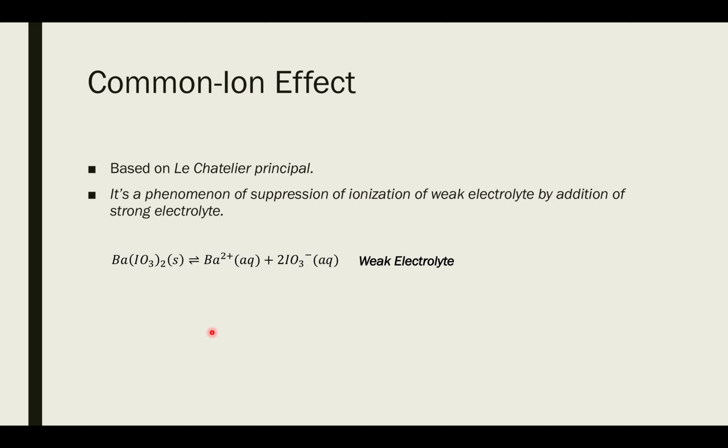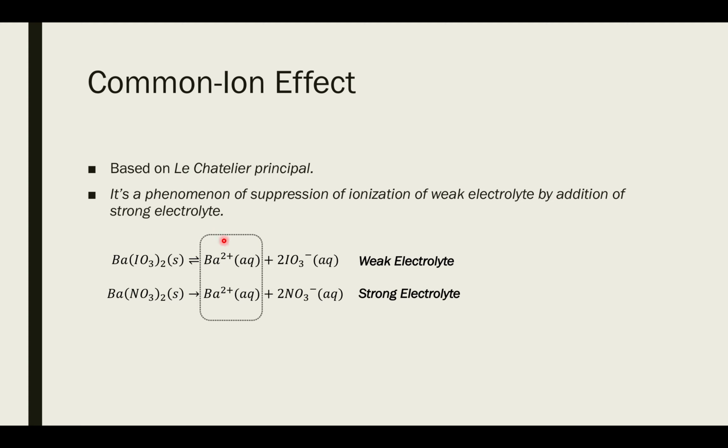Now, what do you mean by common ion effect? This also you are pretty aware of. This is on the basis of Le Chatelier's principle. Here you have a weak electrolyte and barium nitrate is a strong electrolyte. So a common ion between both equations is barium. What happens when the concentration of barium increases on the right hand side? The equilibrium will shift in the backward direction. This will prevent the dissociation of barium iodide. So it is a phenomenon of suppression of ionization of a weak electrolyte by addition of a strong electrolyte.